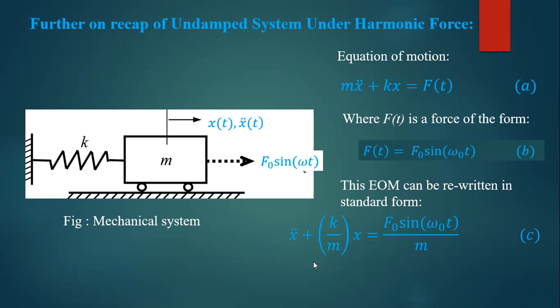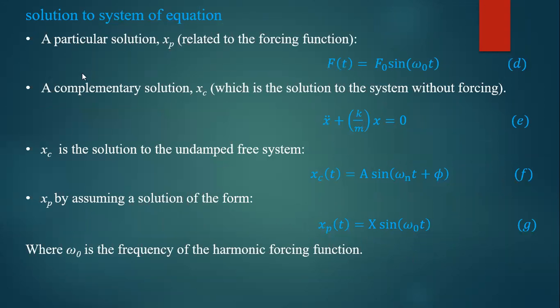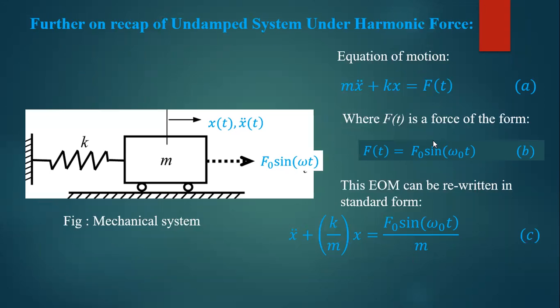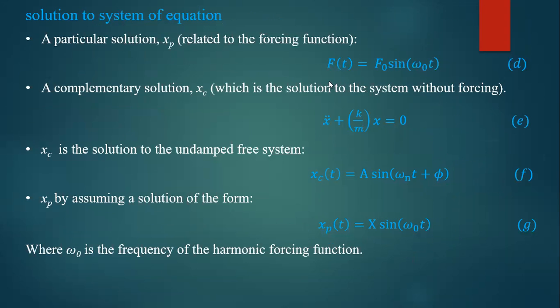So this k over m is omega n squared. So x double dot plus omega n squared x is equal to F naught sine omega naught t over m. Here omega naught is the forcing frequency and omega n is the natural frequency. So the particular solution for this case depends on f of t, F naught sine omega t, because here f of t is equal to F naught sine omega t.